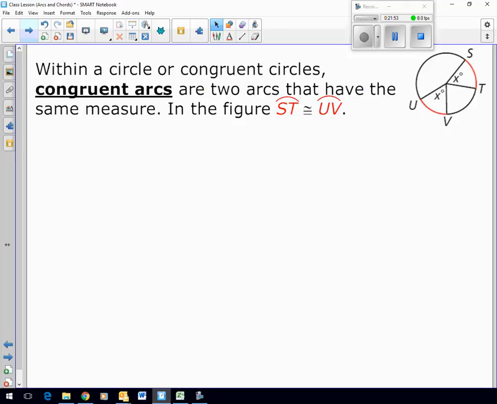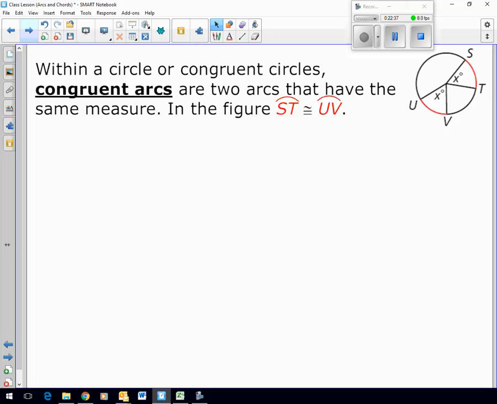Two arcs that have the same measure. Here's our word again: congruent arcs. Congruent arcs are two arcs that have the same measurement. In this figure, it says that ST and UV both have the same measurement. We don't know what it is. It's just called X. CPCTC? Clearly it's triangles involved here. They're congruent though. So if you have two arcs with the same measurement, you have congruent arcs.